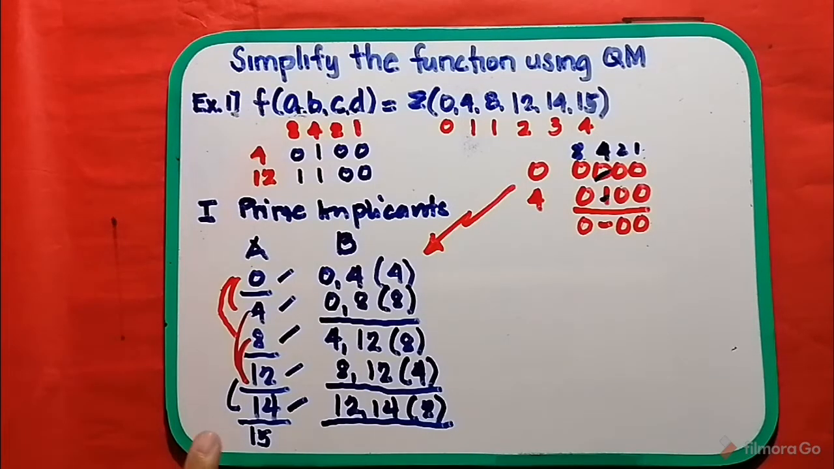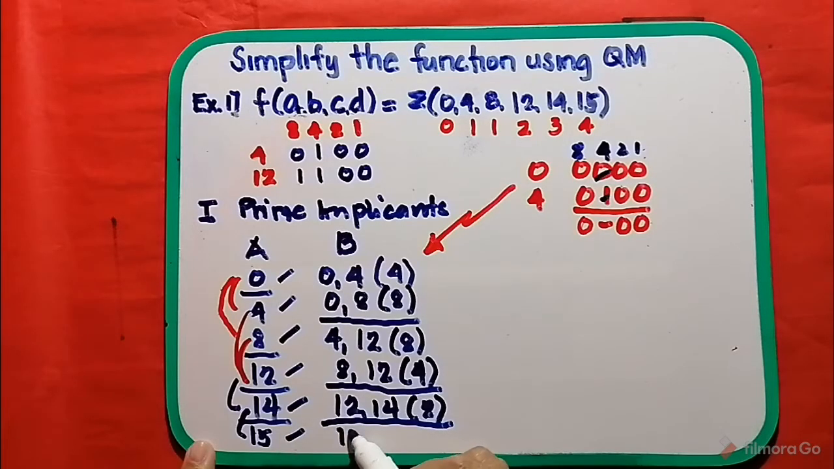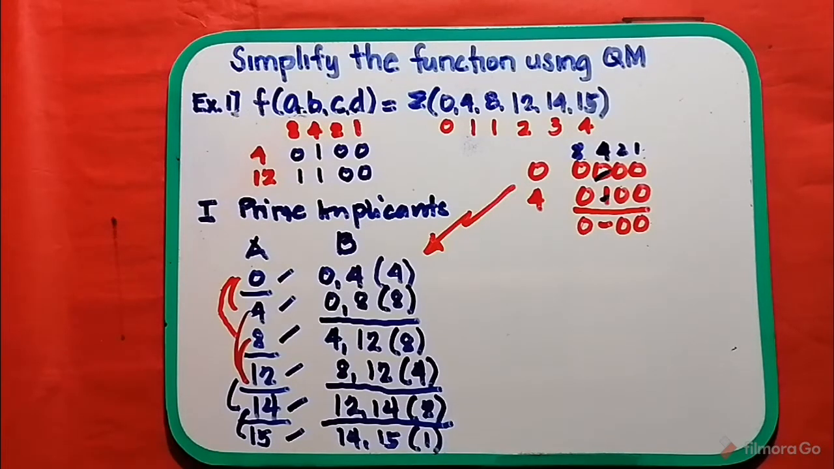And then, we compare this time 14 and 15. So 14 minus 15 is 1. So you put the tick mark, 14, 15, a difference of 1. Okay?